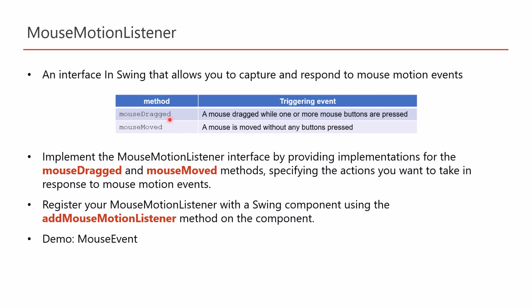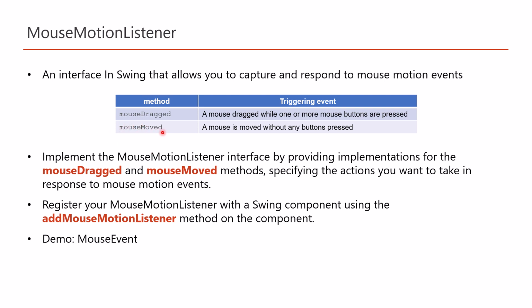mouseDragged. This method is called when the mouse is dragged while one or more mouse buttons are pressed. This method also receives a MouseEvent object, which contains information about the current position of the mouse, the buttons pressed, modifiers such as Control or Shift keys, and more. You can use this method to respond to continuous mouse movement when buttons are held down, making it suitable for tasks like dragging objects on the screen.